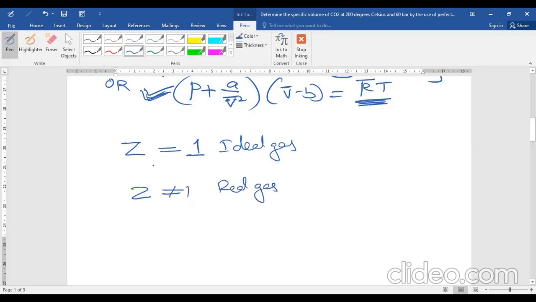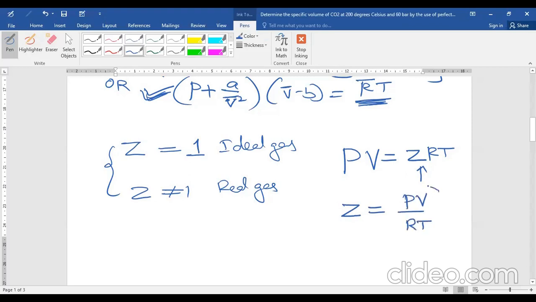Now the question is, sir, where is this Z available? This Z is available in the ideal gas equation. So we will write PV is equal to ZRT. Z is called the compressibility factor. If we write the equation, Z is equal to PV divided by RT. So if the value of Z is equal to 1, then you decide this is an ideal gas.